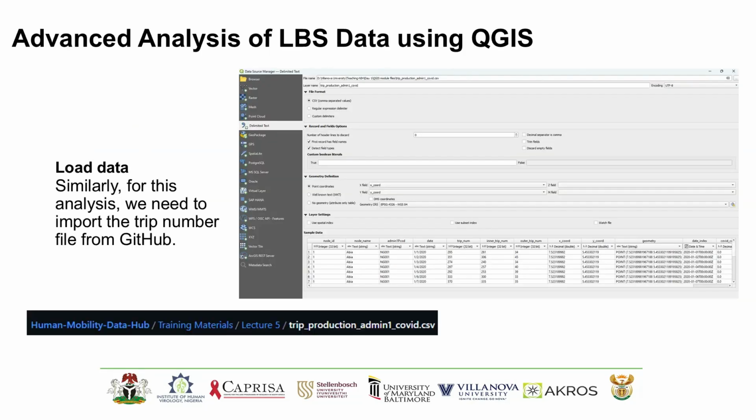Moving on to advanced analysis, we'll now bring in the trip number file from GitHub. This dataset represents daily mobility counts derived from LBS data. Add it as a delimited text layer, similar to how we imported the population CSV earlier. Once loaded, you can view columns like inner trip num, outer trip num, and geographic coordinates. This dataset lets us quantify mobility patterns across states, a valuable metric when analyzing behavioral responses to pandemic conditions.